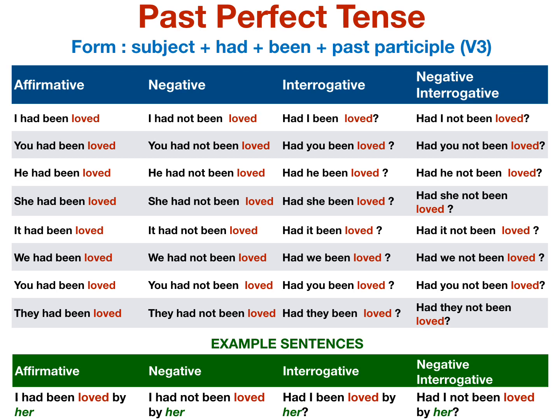Example sentences. I had been loved by her. I had not been loved by her. Had I been loved by her? Had I not been loved by her?